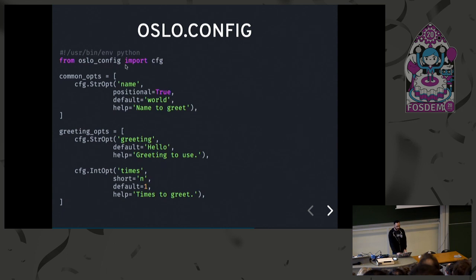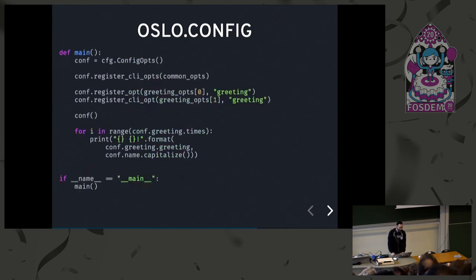So here I'm importing from Oslo.Config, and you can see my options. For example, name, default world; the greeting, default hello; the times, default 1. And in my code, I create my configuration object, I register my options, and I call my object, and at this moment it will load all my configuration values.